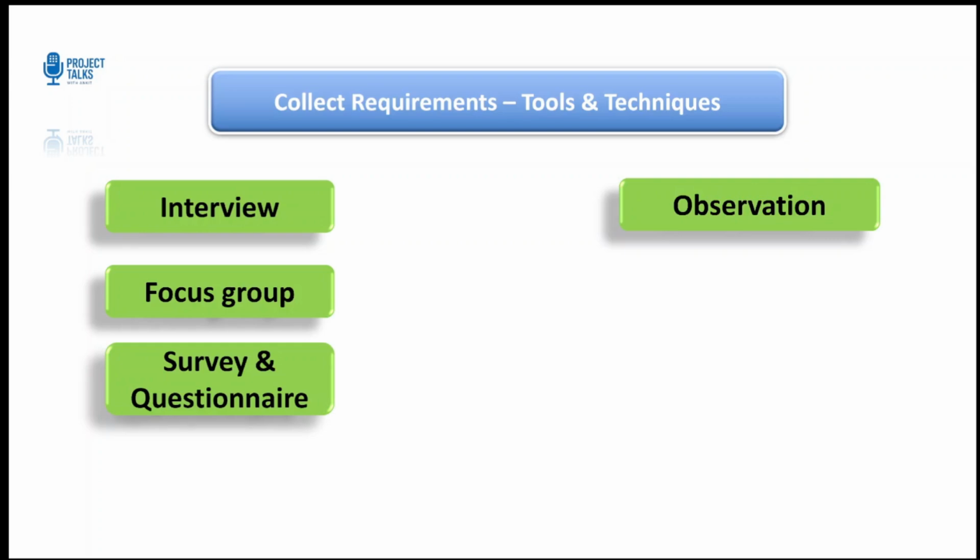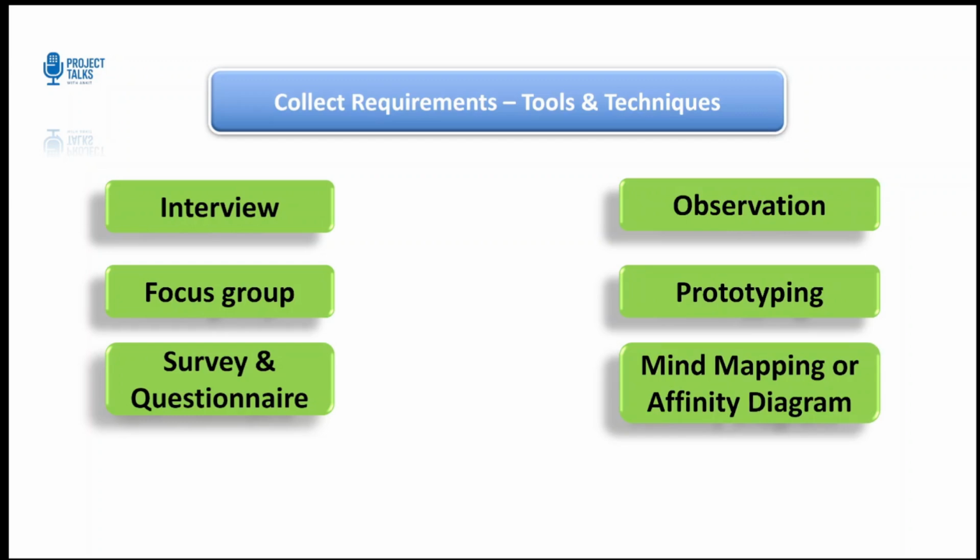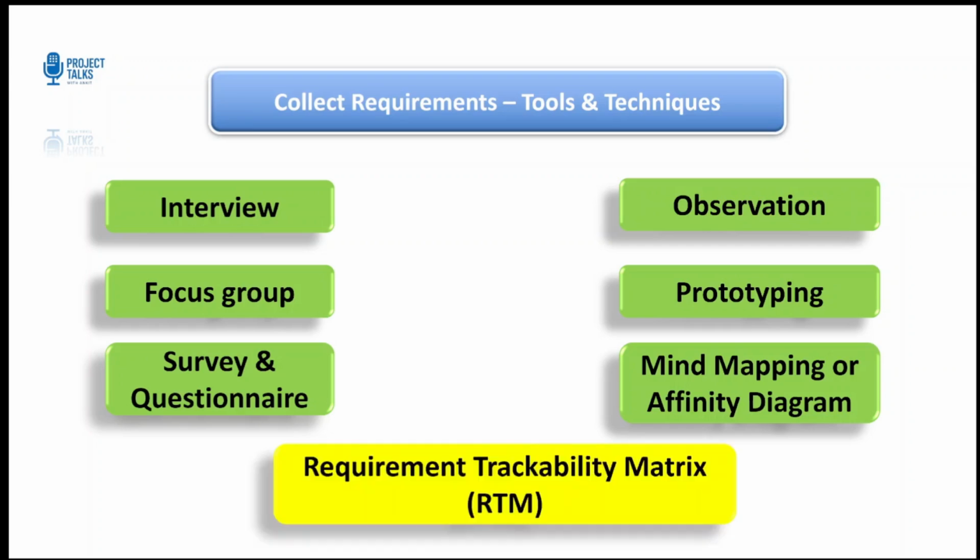observation for shadowing end users, prototyping to visualize the solution early, mind mapping and affinity diagrams to group related ideas. And one of the most powerful techniques is the requirements traceability matrix, or RTM. It links every requirement back to the business objective and forwards it to the deliverable that fulfills it.